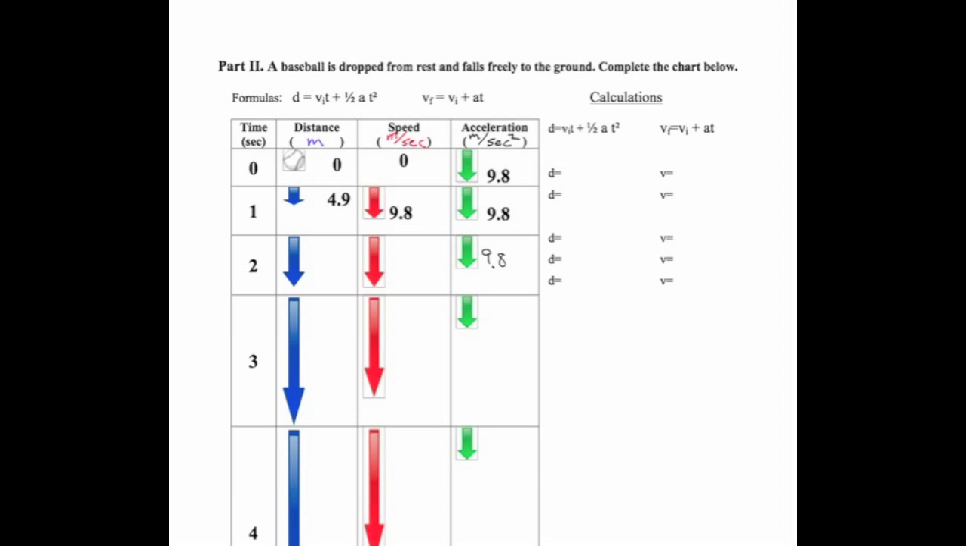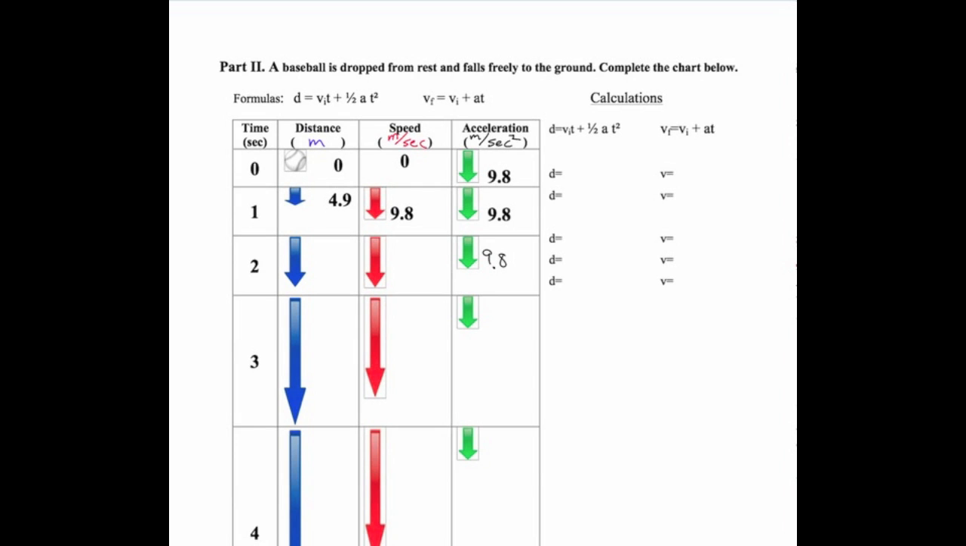To find how far the baseball will have fallen after 1 second, we will use an acceleration of 9.8. The initial velocity is 0. Then we do half times 9.8 times 1 squared, and that equals 4.9 meters. The baseball will have fallen 4.9 meters in 1 second.